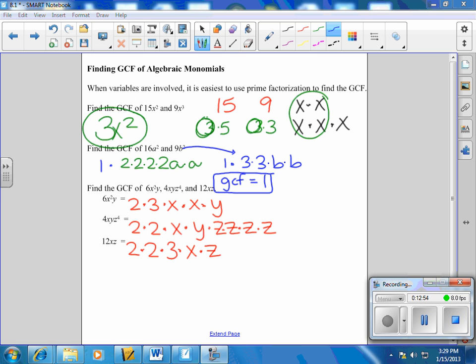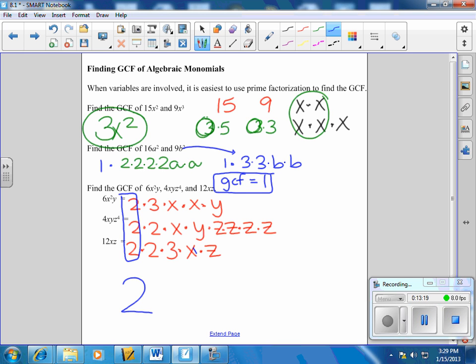So now let's see what things they all have in common. They all have at least one 2. Some have more than that, but everybody has at least one. Number-wise, no one else has anything in common. The 6 and the 12 have a 3, but the 4 doesn't. And then the 4 and the 12 have another 2, but the 6 doesn't. So no more numbers. So now let's look at variables.